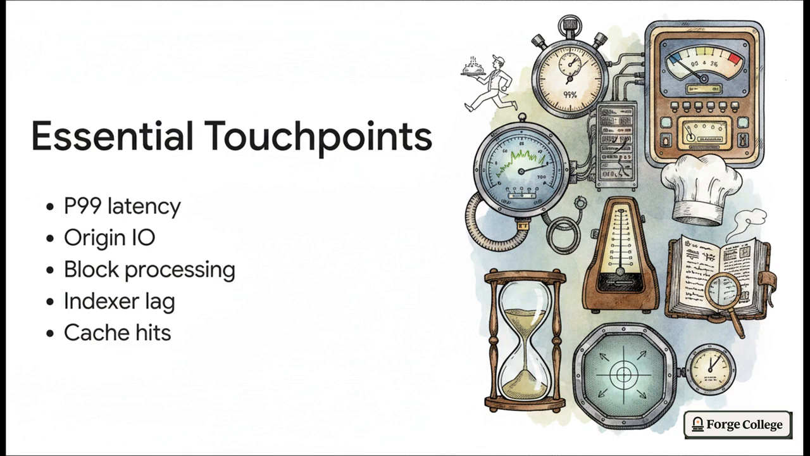You check origin CPU and disk I/O. You monitor validator block processing time to ensure the head chefs are keeping pace. You track index or ingestion lag for the accountants. And you watch your cache hit ratio to make sure your edge layer is actually doing its job. These specific touchpoints are the critical boundaries that dictate your alert thresholds and trigger your failover playbooks.